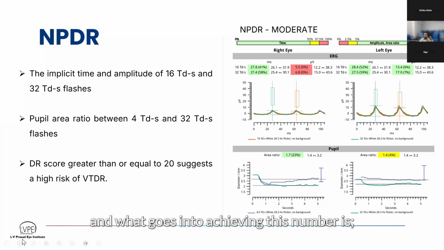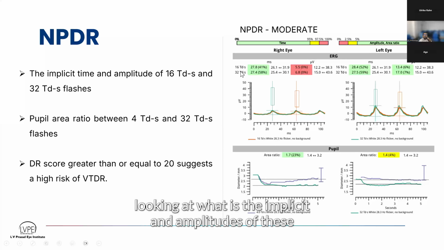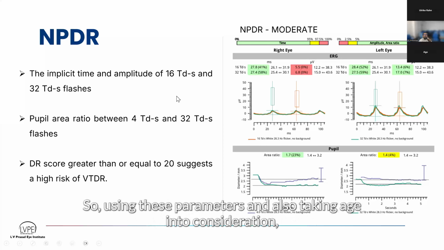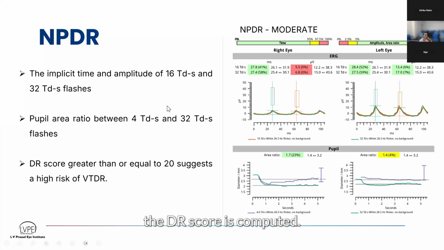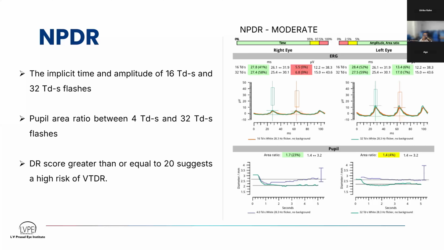What goes into achieving this number is the implicit time and the amplitude of two different stimuli, looking at 16 and 32 Trolands, the implicit time and amplitudes of these, and also the pupil area ratio between the 4 Troland and 32 Troland. Using these parameters and also age into consideration, the DR score is computed. So the higher the DR score, the more there is a risk.